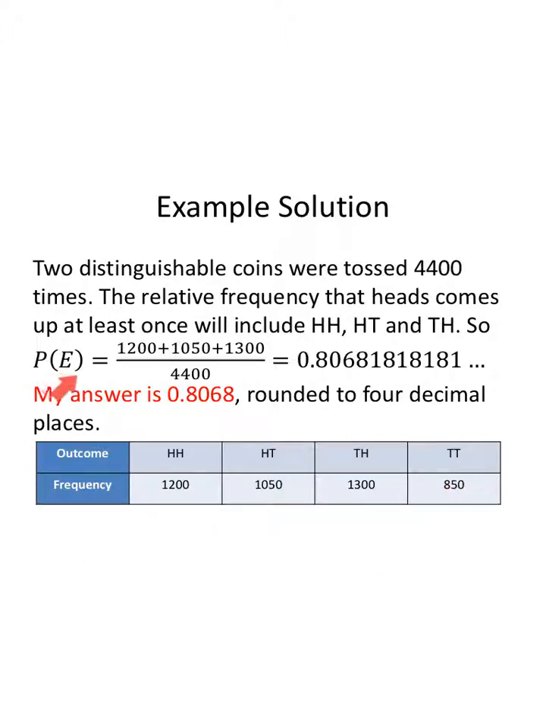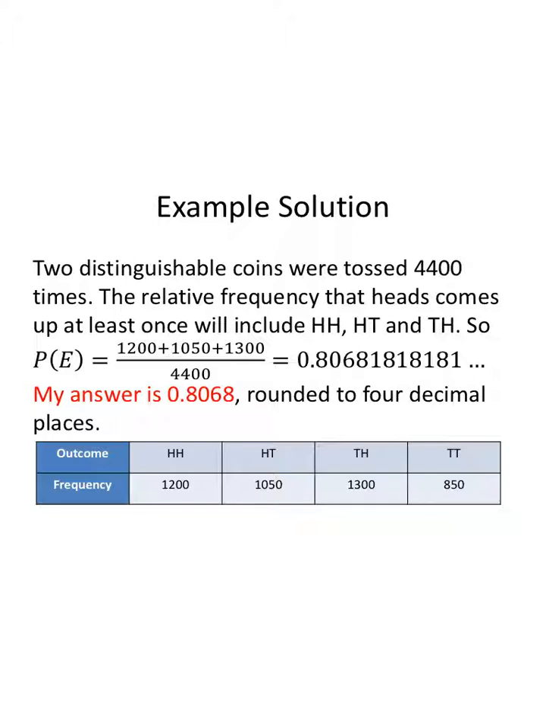So to find this probability, the frequency that I get heads heads is 1200. The frequency with which I get heads tails is 1050. The frequency with which I got tails heads was 1300. And I add all of these up and divide them by the common denominator of 4400, the total number of times we flipped the coin. And we got 0.8068 if we round to 4 decimal places.